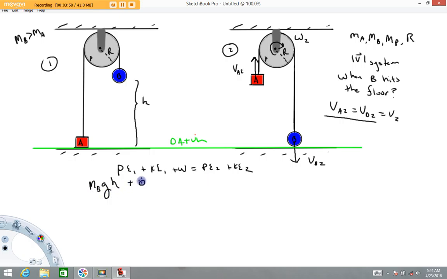This system starts from rest, with no external forces, therefore the work term is 0. And again, let me talk about that work term. If we think about free bodies on the system, here there's a tension up, accelerating this guy.